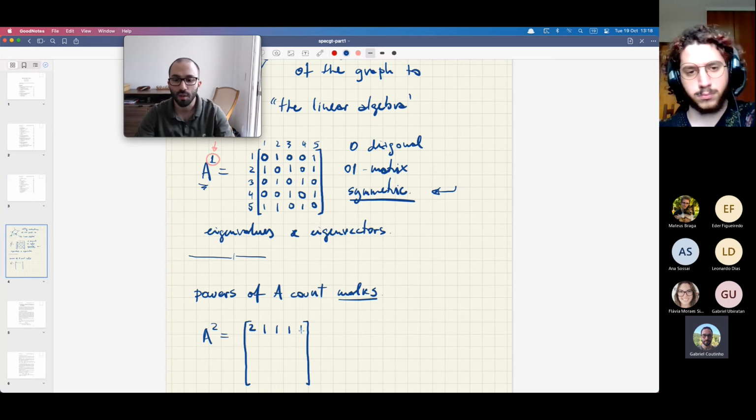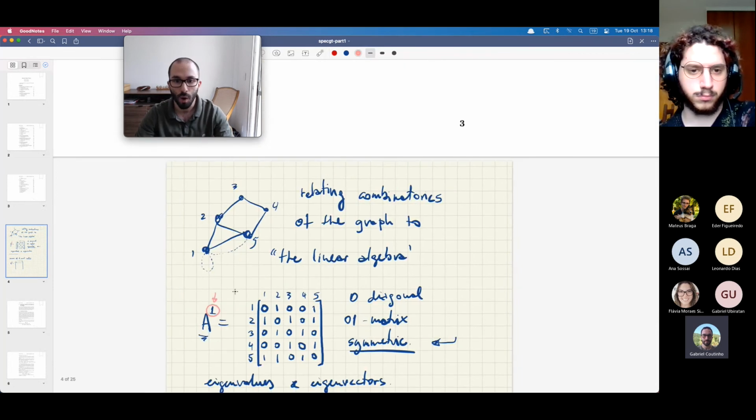So what these numbers are telling you, so this is vertex 1, 2, 3, 4, 5. The interpretation is that in 2 steps, which is the power of the matrix, how many ways can I traverse my graph to go from 1 to each one of these? So from 1 to 1, there are exactly 2 ways I can go in 2 steps. The first way is to go from 1 to 2 and then come back. The second way is to go from 1 to 5 and then come back.